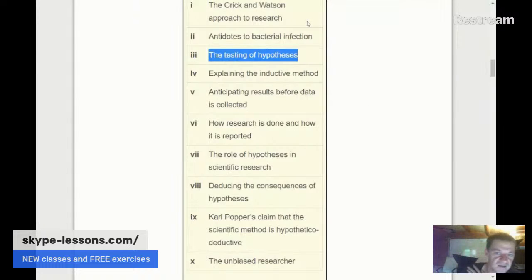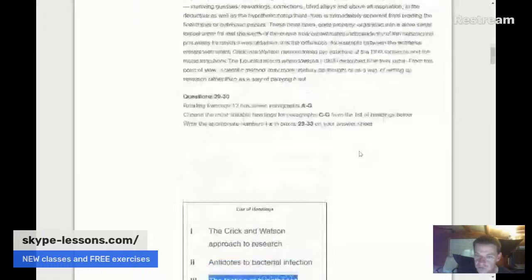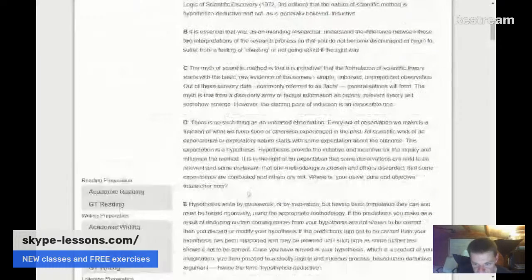Okay, let's compare this to the testing of hypotheses. What do we think this paragraph is mostly about? Is it mostly about the testing of hypotheses or the role of hypotheses in scientific research? Let's have a look. So there is no such thing as an unbiased observation. Every active observation we make is a function of what we have seen or otherwise experienced in the past.